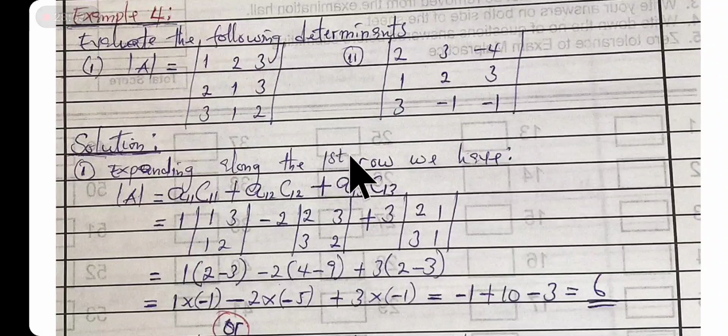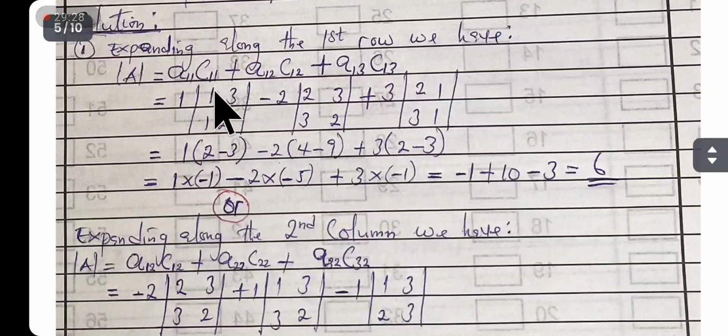Plus 3. Why is it plus 3? It's plus 3 because this position is A13. Look at it, A13. 1 plus 3 is 4. 4 is even, so even gives us plus. So plus 3. Then the row is gone, it belongs to this row. It belongs to column 3, so column 3 is gone. So you are left with 2, 1 and 3, 1. So here we continue by saying 1 is what we bring down here. Open bracket, 1 times 2 is 2.